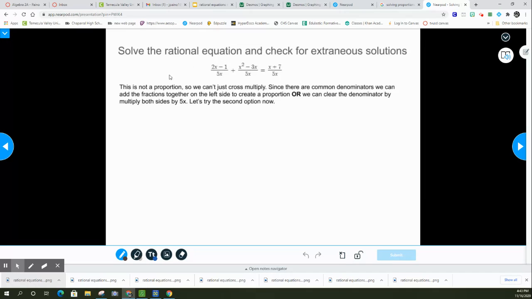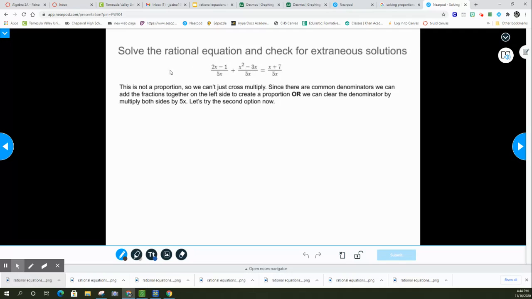But look at this one. This is not a proportion in the normal way that we see it. Now I can make it a proportion by adding these two together. They do have common denominators, so I could simply add this left side together to make it one fraction. And then we have a ratio equal to a ratio, and we could cross multiply.